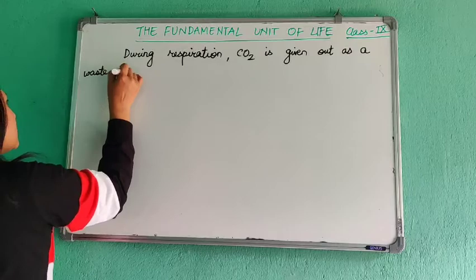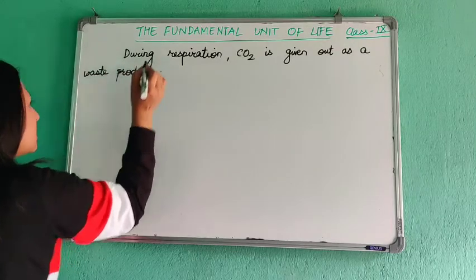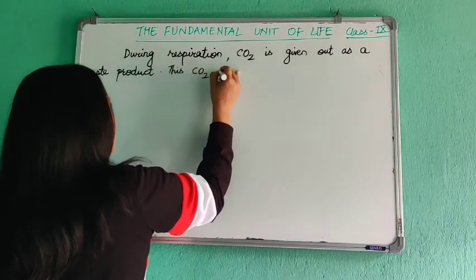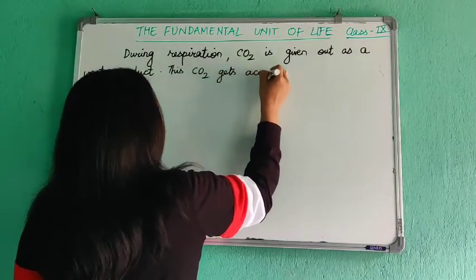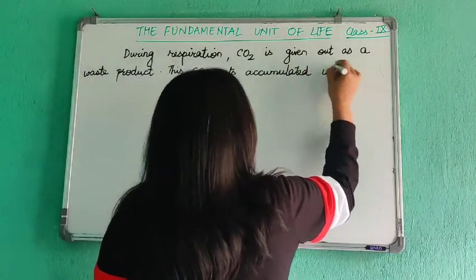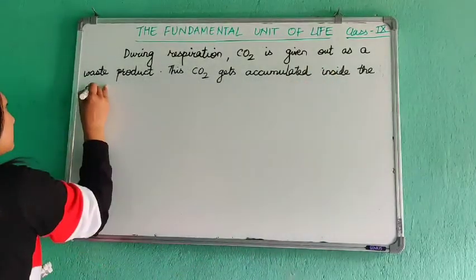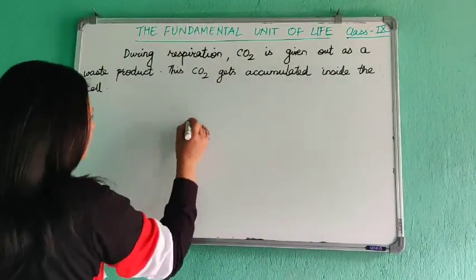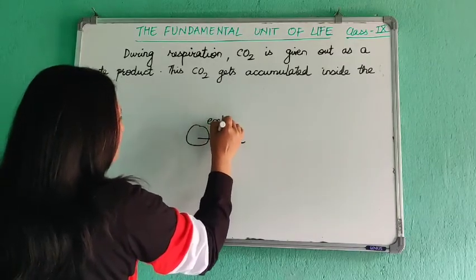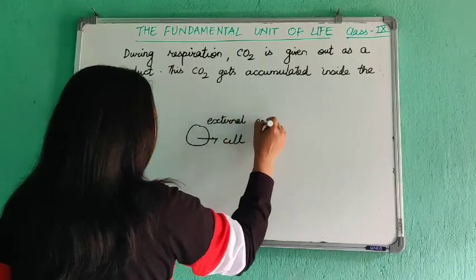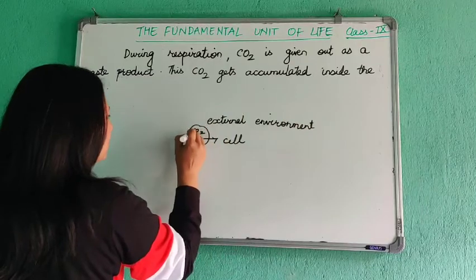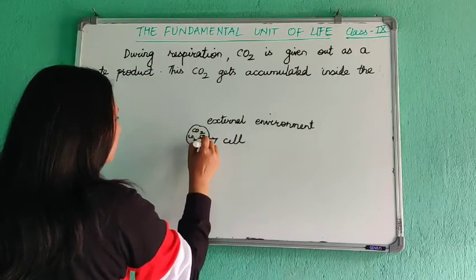After respiration, carbon dioxide is released. This is a waste product, and this carbon dioxide gets accumulated inside the cell. Suppose this is the cell, and outside the cell is the external environment. Now inside the cell what is happening? Carbon dioxide has accumulated, a lot of carbon dioxide has built up.